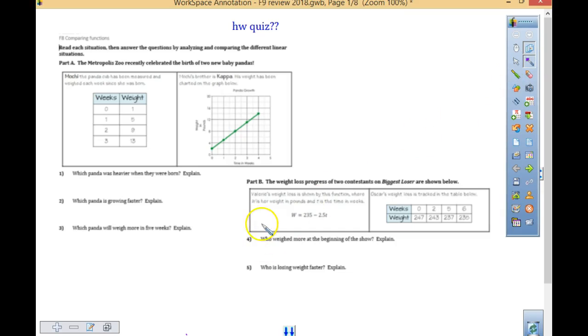One of the first things that I want to do is identify what is my B in both of these, the beginning, and what is my rate of change. So if I am looking at this one for Valerie, her weight begins at what weight?